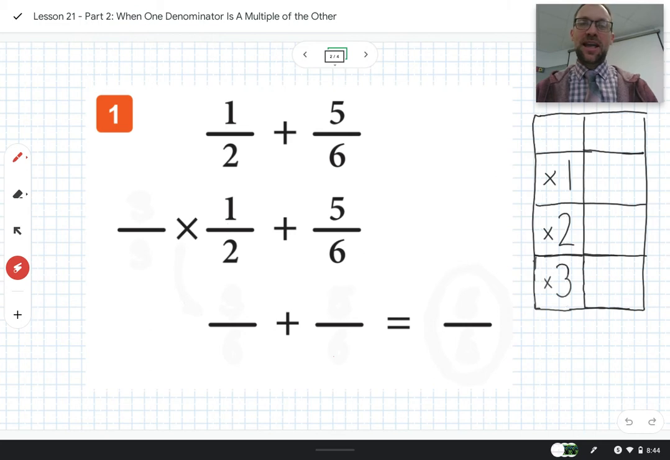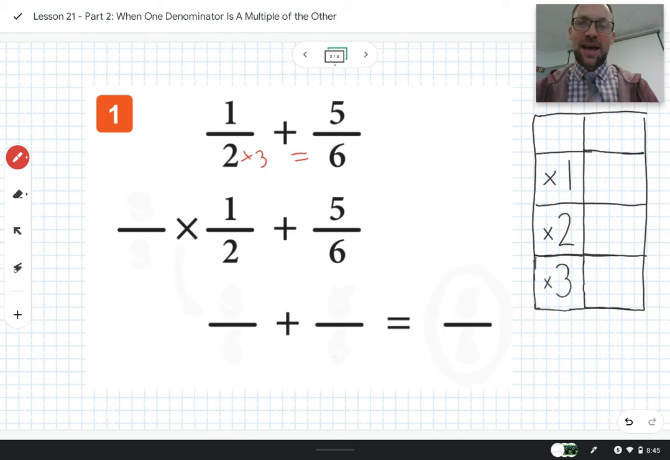And the thing I want to teach you today is that the first question you should ask yourself is: is one denominator a multiple of the other denominator? So let's just focus on our two denominators for now. Here we have them. We have 2 and 6. Is one of these denominators a multiple of the other denominator? Yes, it is. 6 is a multiple of 2. Another way to say that is 2 times 3 will get us to 6.